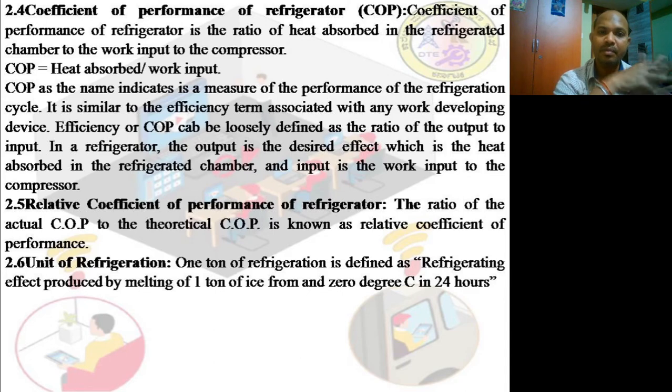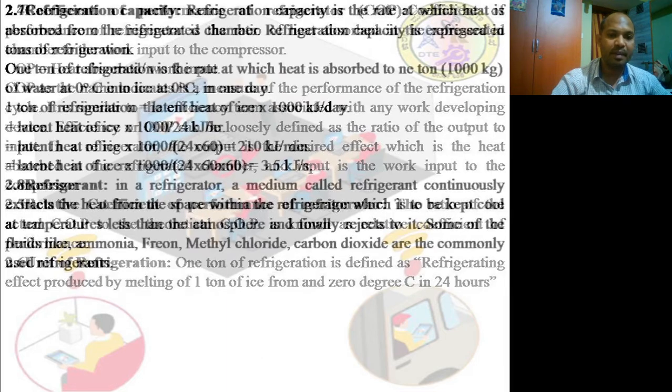The relative coefficient of performance of a refrigerator is given by the ratio of the actual COP to the theoretical COP. Unit of refrigeration: 1 ton of refrigeration is defined as the refrigerating effect produced by melting 1 ton of ice at 0 degree centigrade in 24 hours, which we have already discussed.